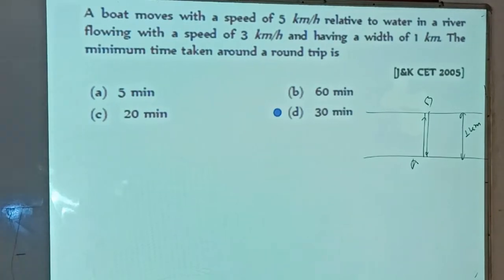A boat moves with a speed of 5 km per hour relative to water in a river flowing with speed of 3 km per hour having a width of 1 km. Okay, so we need perpendicular distance, perpendicular velocity, okay.